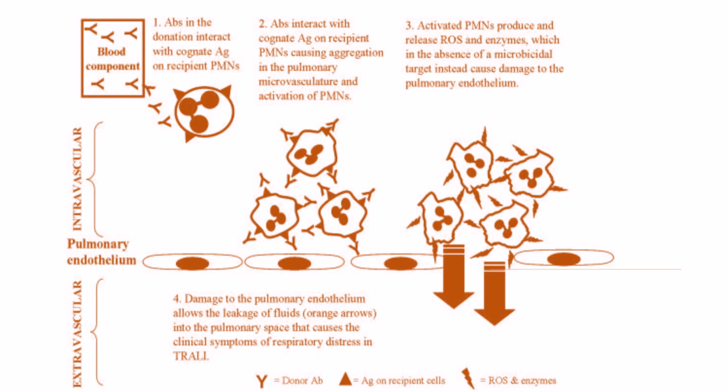After the activation of the PMNs, they release reactive oxygen species and enzymes, which, in the absence of a microbial target, instead cause damage to the pulmonary endothelium. Once the endothelium is damaged, this allows leakage of fluid into the pulmonary space, which leads to the clinical symptoms of respiratory distress in TRALI. So this is our first mechanism, how the human leukocyte antigen and antibodies react and cause damage to the pulmonary endothelium, which leads to the respiratory distress symptoms.